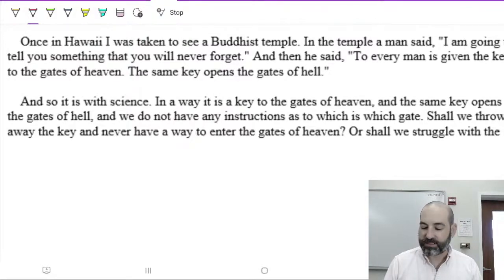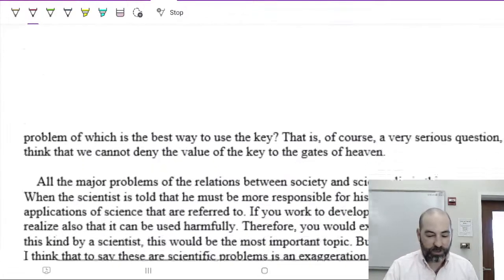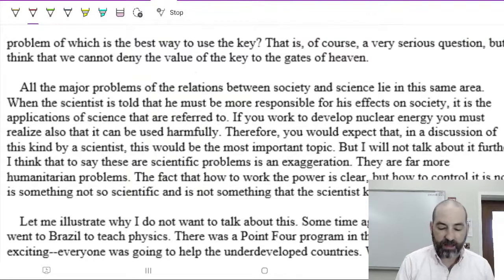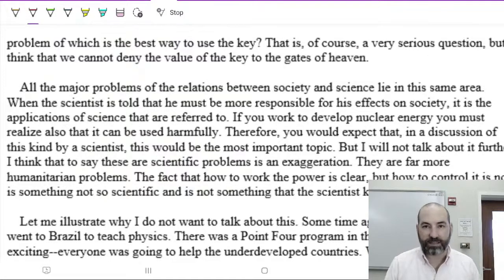So as we find these things out as a society, whose responsibility is that? And so he says here, shall we throw away the key and never have a way to enter the gates of heaven? Or shall we struggle with the problem of what's the best way to use the key? And so he says that you can't deny the value of the key. So to him, it's not the scientist's responsibility to explore some things and not others, or to think about the potential negative effects of what they're exploring. To him, you have to explore this stuff, and then it's up to society to come up with rules and restrictions and laws and whatever else to try to point them in a good direction. All right.